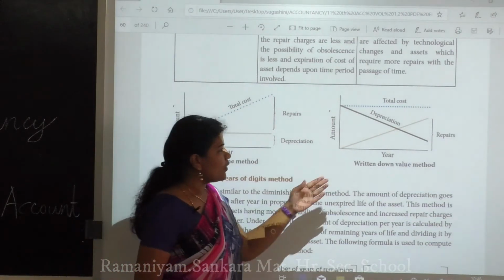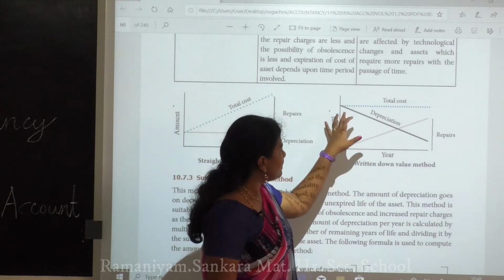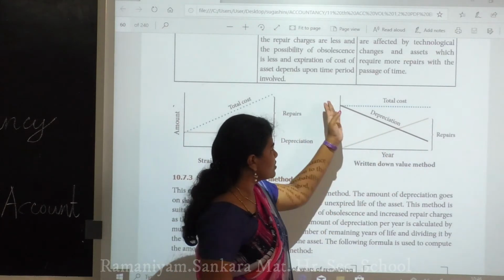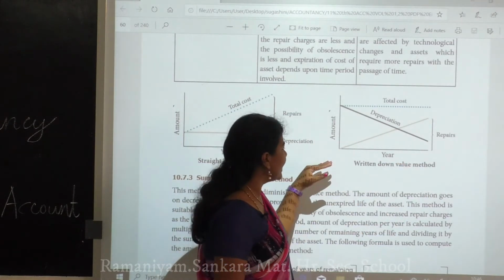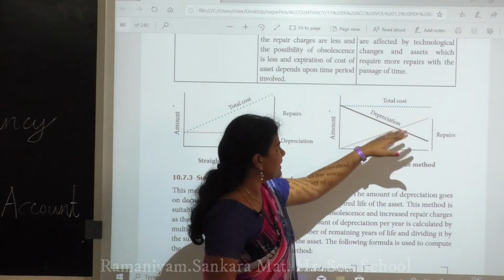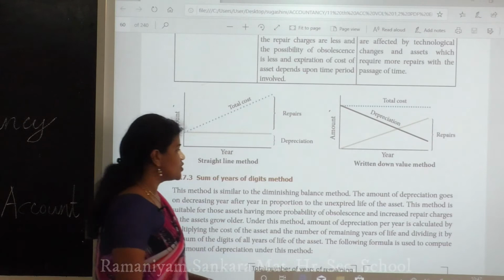Next, in the written down value method, look here, the depreciation is high to low. Okay, so coming like this, repair is going from here to here. Okay, so from this place to that place, and the total cost is the same thing. So like that, the difference is shown here.